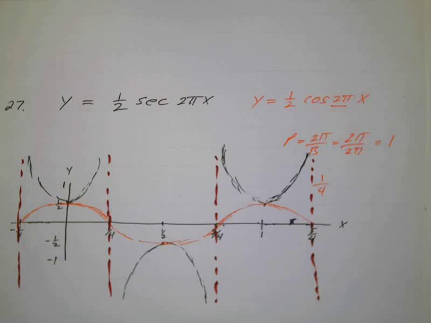So that's pretty much number 27. So she gives you an idea what to do. So we have to graph the parent function or the reference function first, and then the secant or the cosecant after that.